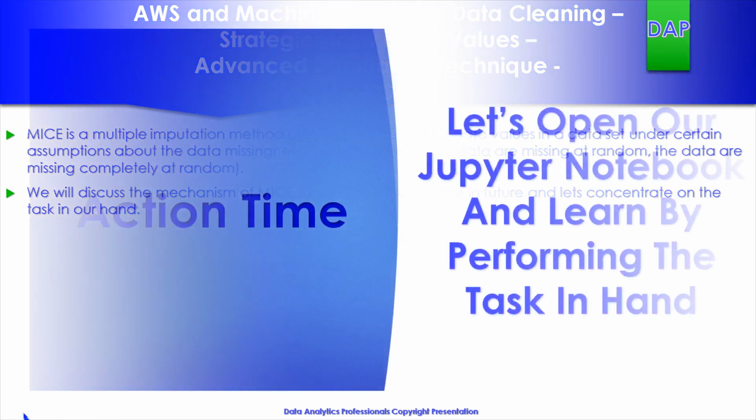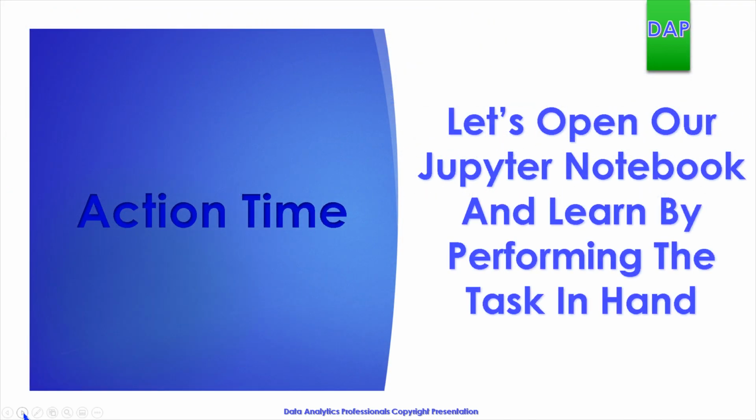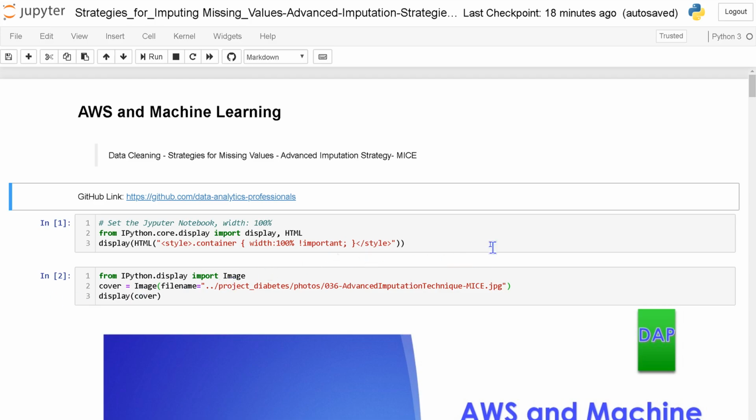To see how to perform imputation through MICE, let's open our Jupyter notebook and learn by performing the tasks at hand. So here I am in my Jupyter notebook. Remember that you can download this Jupyter notebook from my GitHub, and do it within the AWS, but then you have to bear in mind that you might face some charges, and you have to be accountable for that.